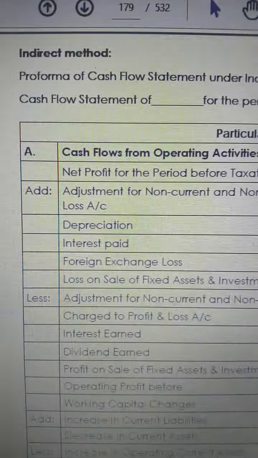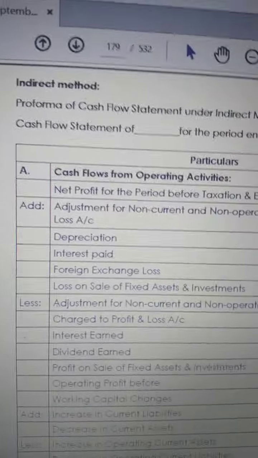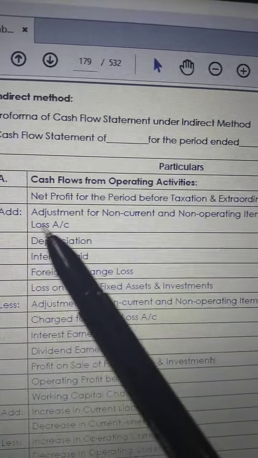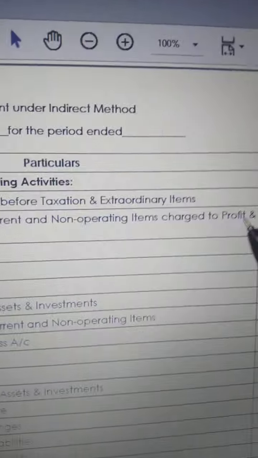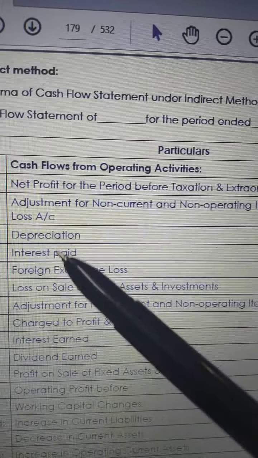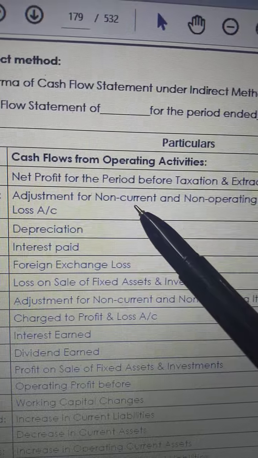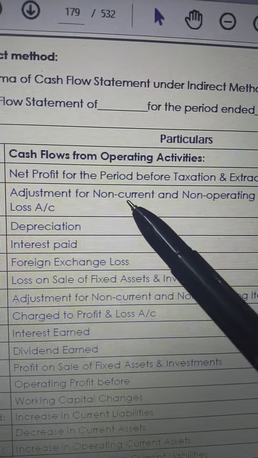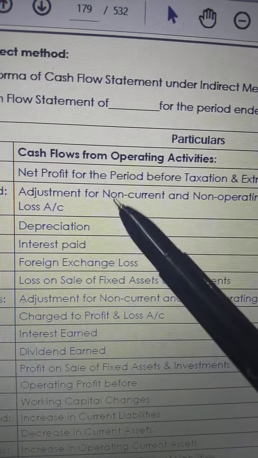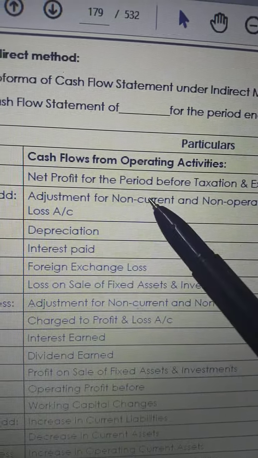Now you come to the format. As per the format, what am I adding? Adjustment for non-current and non-operating items charged to the P&L account. What is the meaning? Non-current here means non-cash. It is not only non-current, we have to consider it as non-cash. Please read it as adjustment for non-cash and non-operating items. Why are we adding non-cash items?